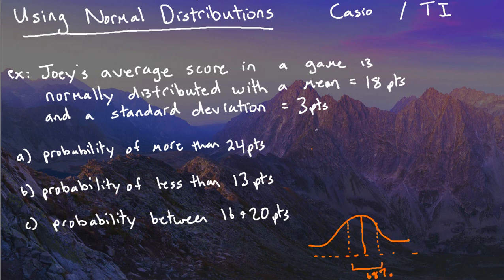Now, luckily, our calculator can do a lot of this heavy lifting for us, and we're going to take a look at how to use the TI in order to answer some of these questions. So, Joey's average score in a game is normally distributed with a mean of 18 and a standard deviation of 3. So that means in the middle here is 18, and then 1 standard deviation is 21, and then 2 standard deviations is 24, and 3 standard deviations is 27. And then if we went to the left, we would have 15 and 12 over here. So we want to know, now we could do this one with the estimate from what we memorized already, but we're going to go ahead and use the calculator.